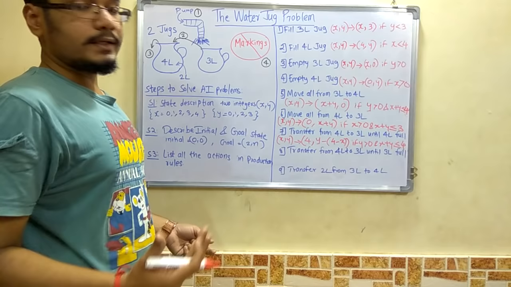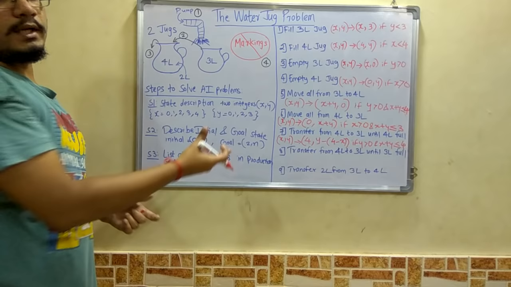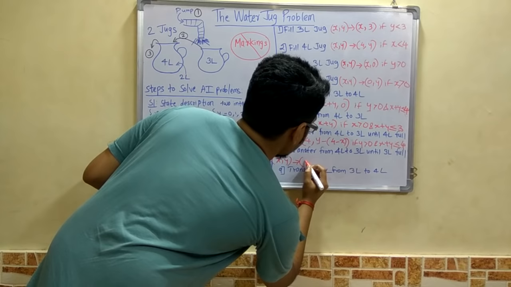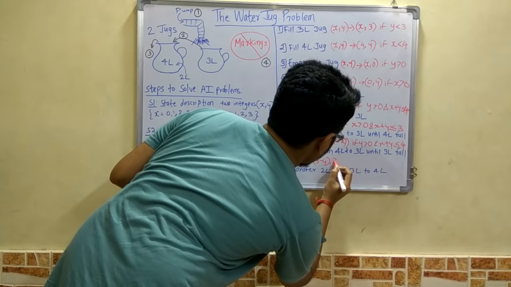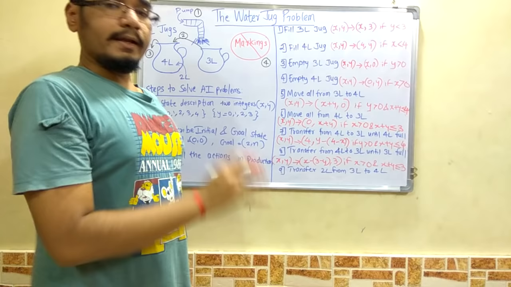Similarly, transferring from the 4-liter to the 3-liter until the 3-liter is full, meaning if the 3-liter has less capacity, we'll move from the 4-liter to the 3-liter until both of them satisfy the conditions. So for that, we'll write x comma y as the state space, and here it will be x minus 3 minus y comma 3, if x is greater than 0 and x plus y is less than or equal to 3. So this is the 8th production rule.